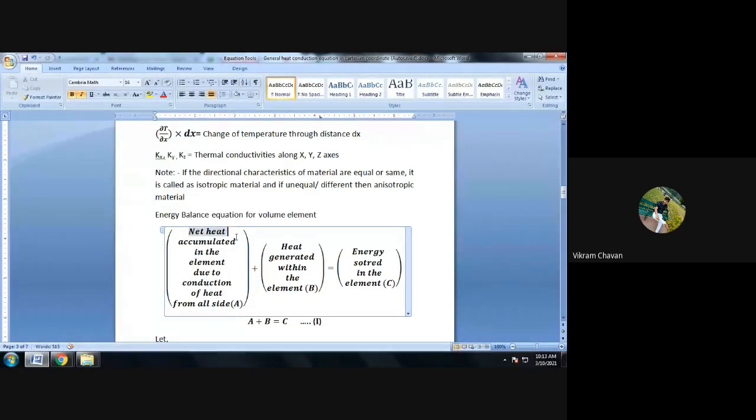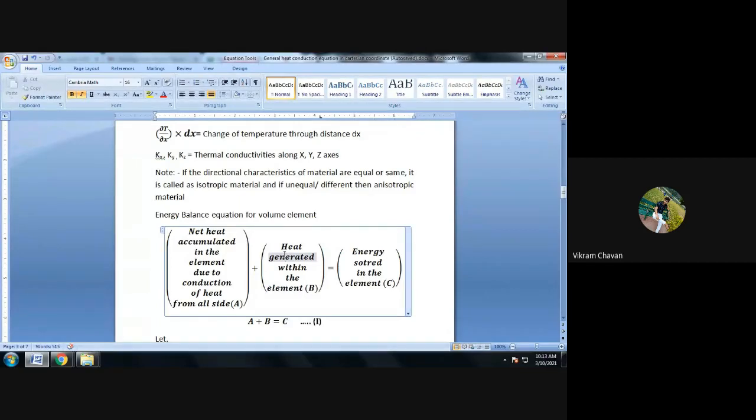So the net heat accumulated in the element due to conduction of heat from all sides or all directions will be considered as the first part of our derivation. Then further, now this element is also generating heat.